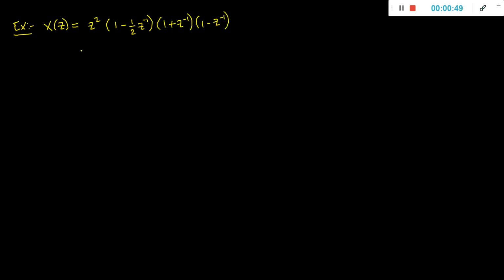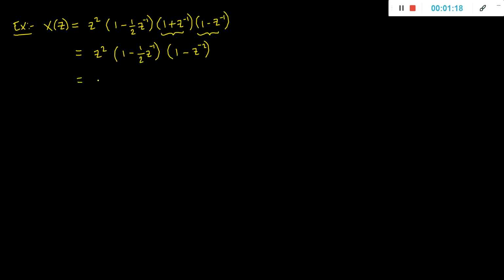So now what we can do is retain z squared as it is, and then we are going to have 1 minus 1 by 2 z raised to minus 1 as it is. You can see here that this is of the form a plus b into a minus b. So the answer is a squared minus b squared. So it is going to be 1 minus z to the power minus 2.